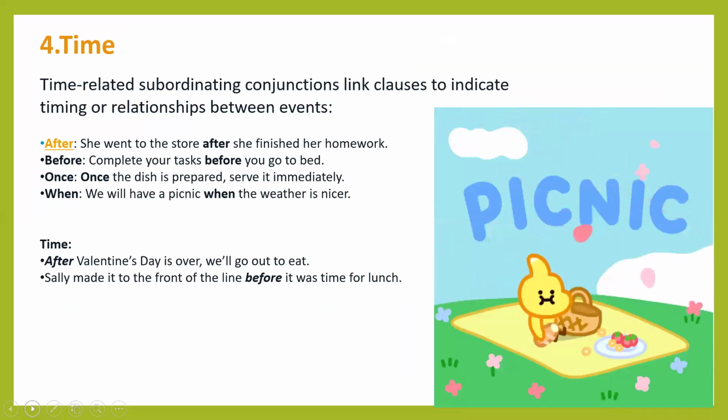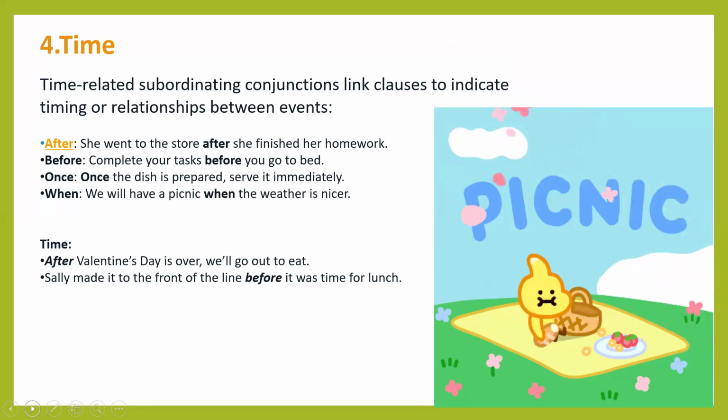Time subordinative conjunctions are used to indicate timing or the relationship between different events: after, before, once, when. She went to the store after she finished her homework. Complete your task before you go to bed. Once the dish is prepared, serve it immediately.